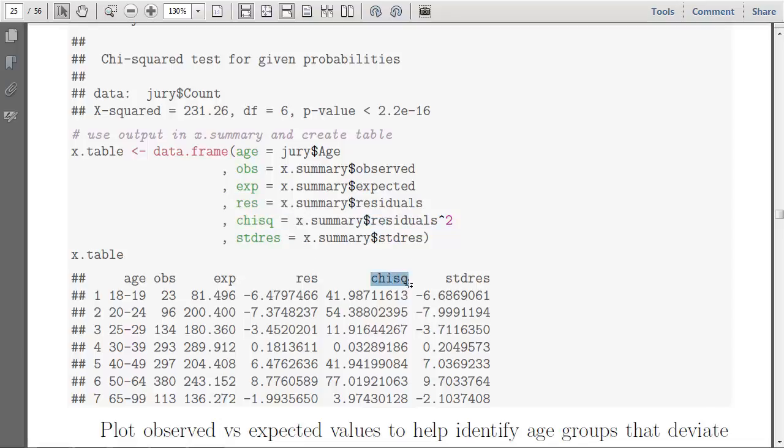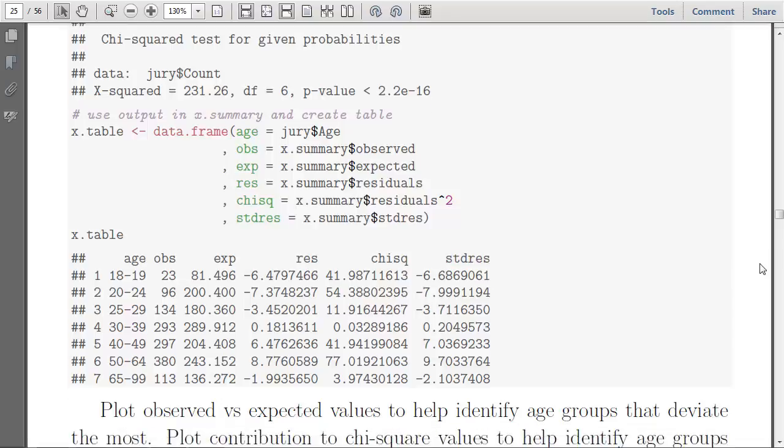That's just a contribution to the chi-square statistic. So if you add up this chi-square statistic, the 42, 54, and so on, if you add all those up, you get 231. That's our chi-square statistic. And finally, the standard residuals, you can see that they are quite similar to the residuals. They're sort of a better version of the z statistic that I showed you earlier.